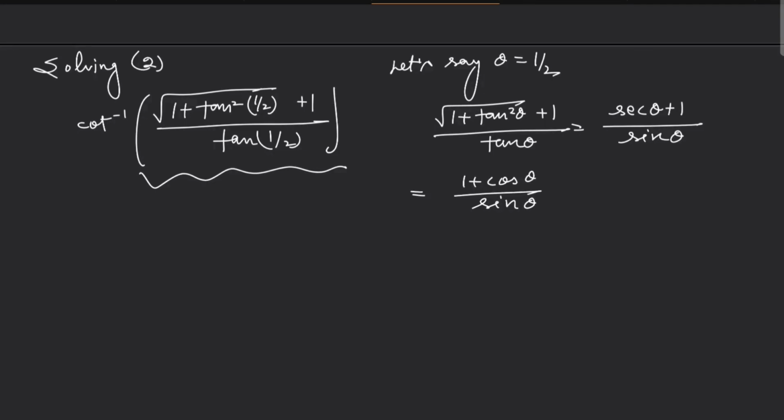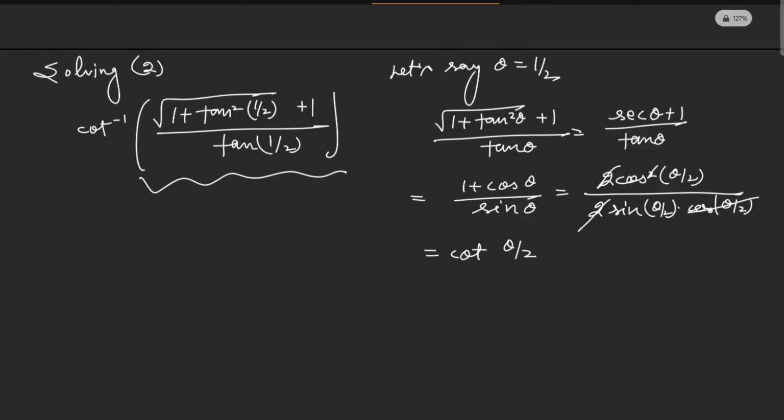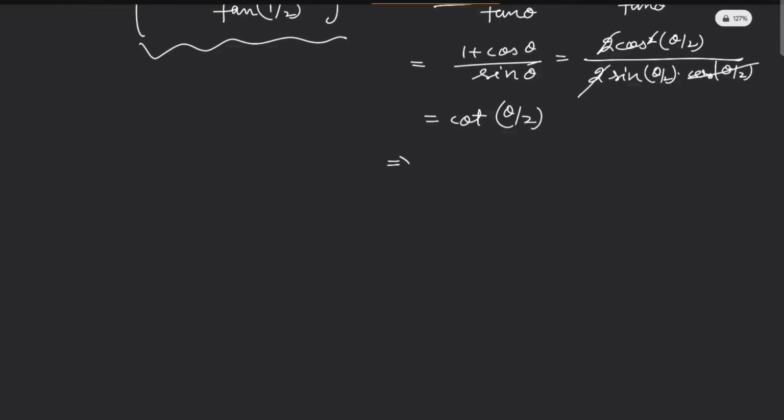Sorry for that. So sec theta plus 1 divided by tan theta, which becomes 1 plus cos theta divided by sin theta. So 2 cos square theta by 2 divided by 2 sin theta by 2 cos theta by 2. The 2 cancels and cos theta by 2 cancels, one cos theta by 2 from the numerator, and it comes out to be cot theta by 2. So cot inverse cot theta by 2 gives us theta by 2, which is 1 by 4.